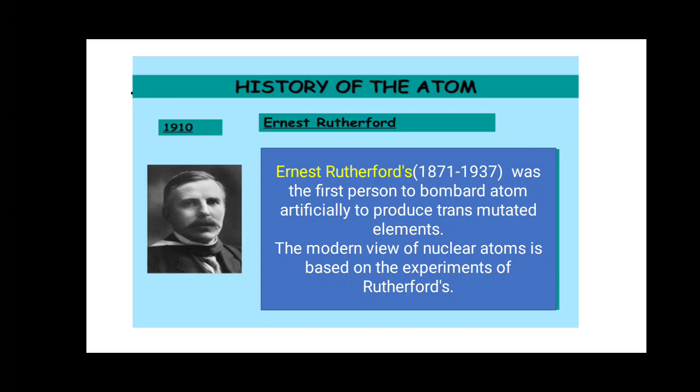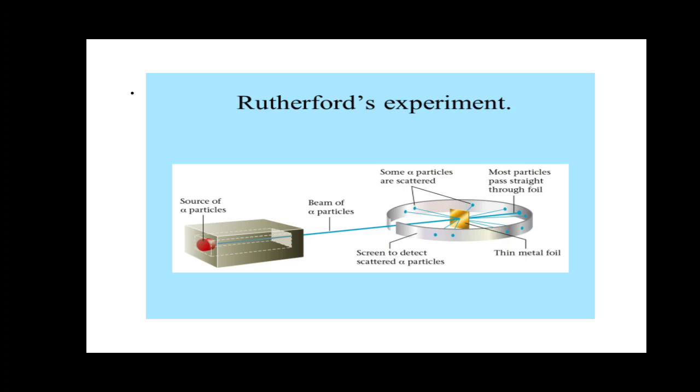Next, history of the atom. Rutherford atomic model. Rutherford was the first person to bombard atoms artificially to produce a transmuted element. The modern view of the nuclear atom is based on the experiment of Rutherford. What is the experiment of Rutherford? What is the Rutherford atomic model that we will study? Rutherford experiment.